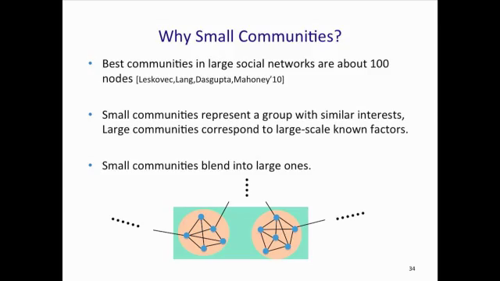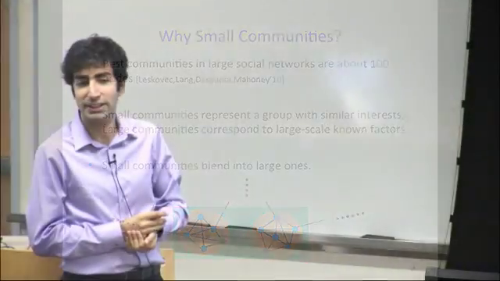First, let me tell you why I'm interested in finding small communities, and then tell you what we do. So basically, here are the 3 reasons. The first one is that Lang, Dasgupta, Mahoney do a practical, empirical analysis and argue that the best communities in large social networks are very, very small. They have size only about 100.